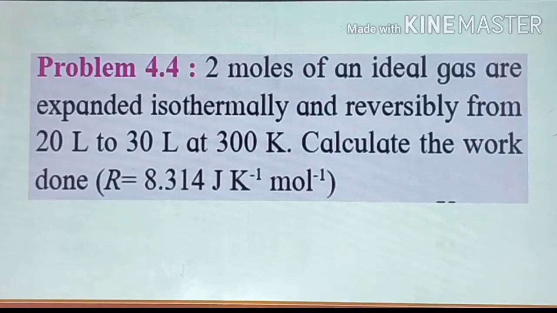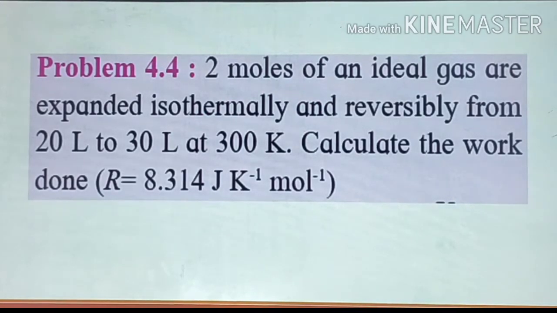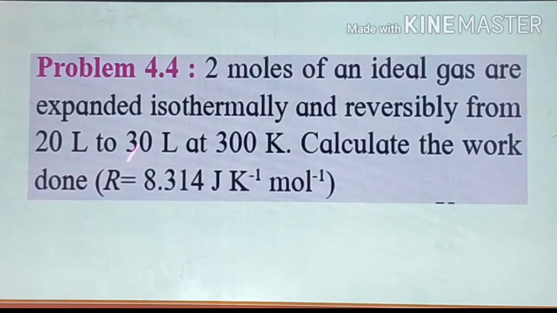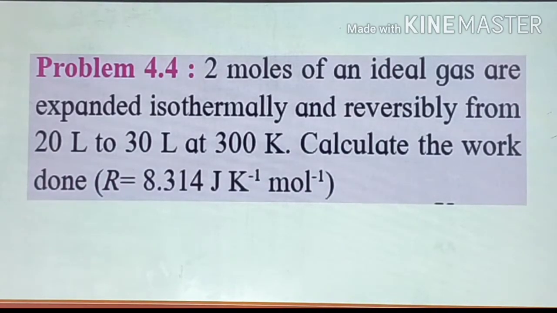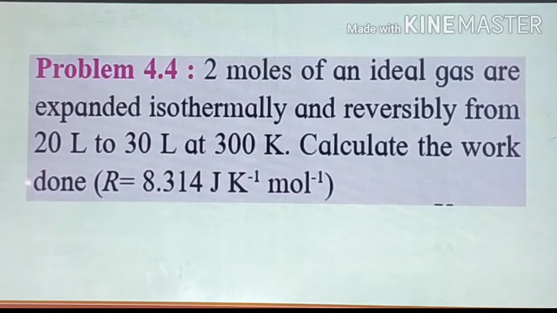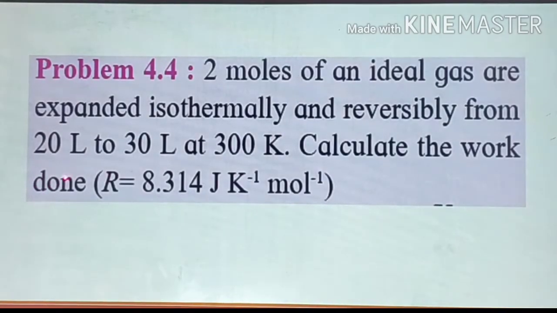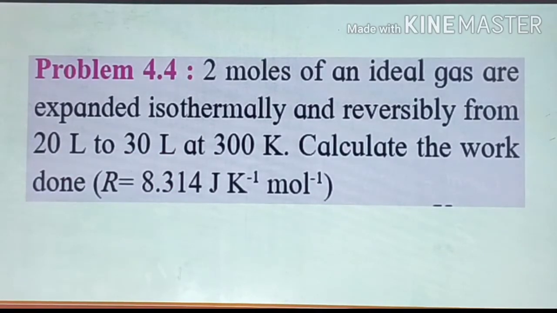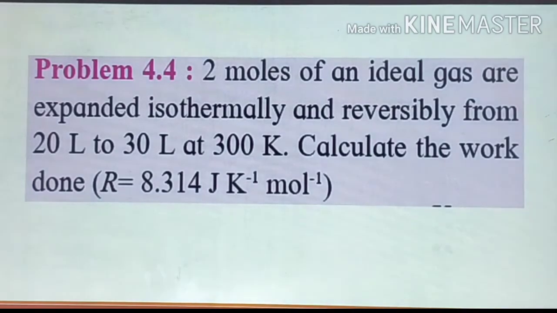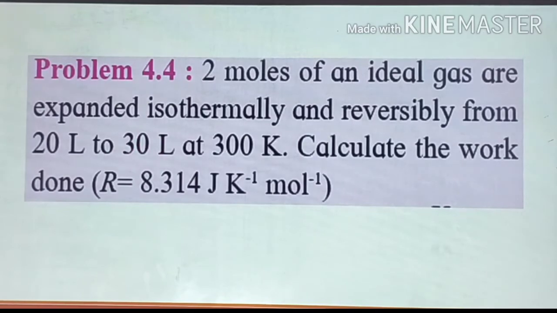2 moles of an ideal gas, number of moles is given to be 2, are expanded. Please remember, the process is expansion, so the final answer of work done will be negative. It is expanded from a volume of 20 liters to a volume of 30 liters. That means initial volume V1 is 20 liters, and final volume V2 is 30 liters.